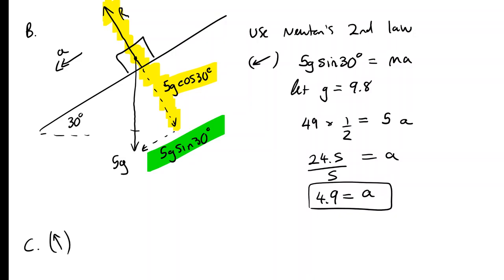R is acting in that direction, up, out, and perpendicular to the slope, so that's R. And then for weight, we can see that the yellow highlighted 5g cos 30 degrees acts into the slope. That's opposite to what we're looking at here. As it's opposite, we must make that negative. 5g cos 30 degrees, and that's equal to ma.